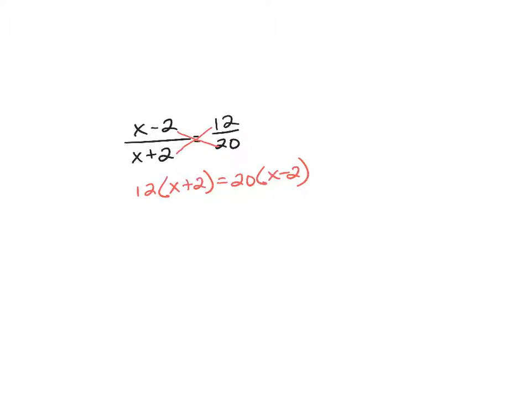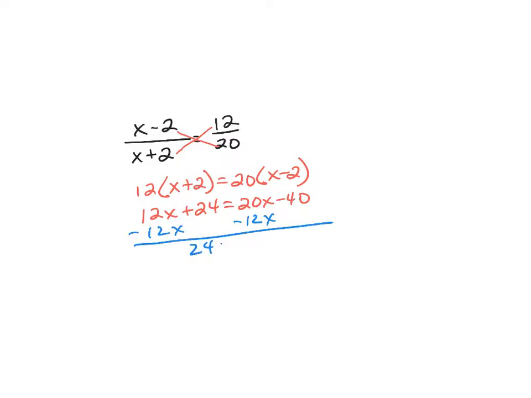I'm going to be getting rid of my parentheses first of all. So on the left-hand side I'm going to have 12x + 24. On the right-hand side I'm going to have 20x − 40. I want to get the x's all by themselves. I would subtract 12x from both sides. And on the left-hand side, I'm going to be left with 24. On the right-hand side, I'm going to be left with 8x − 40.